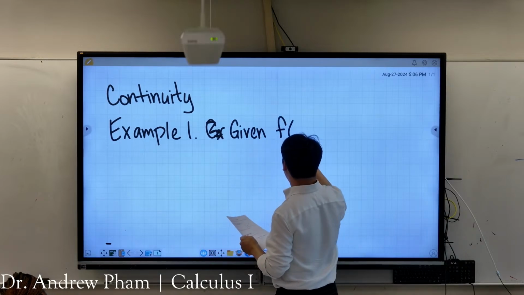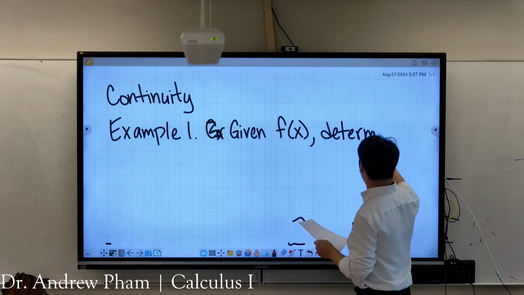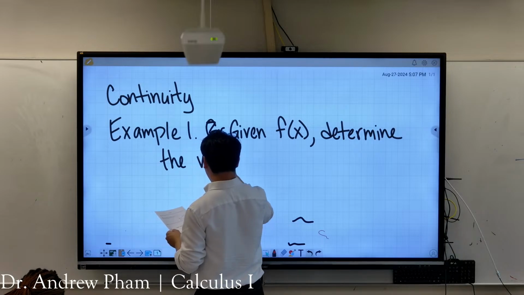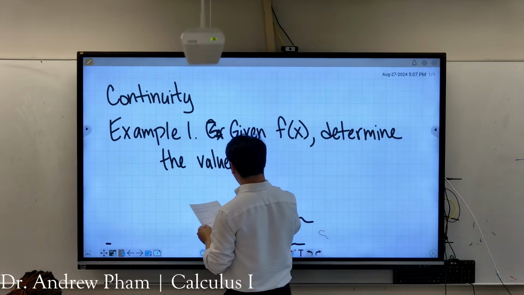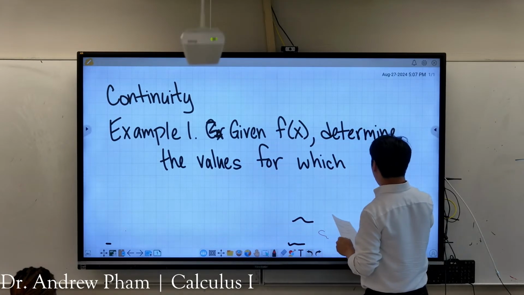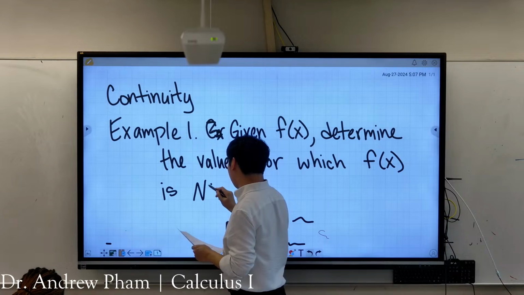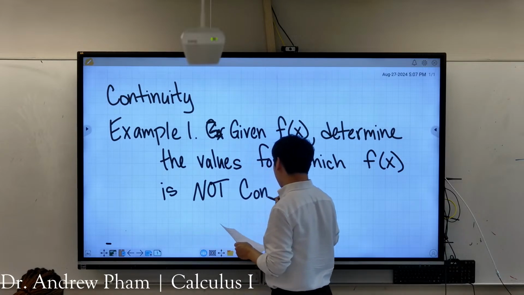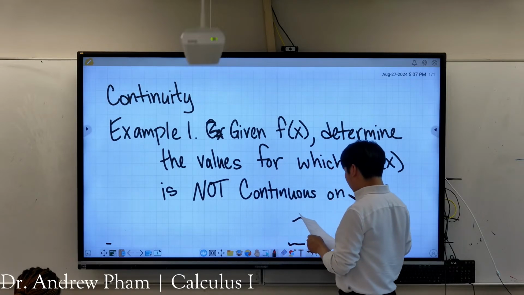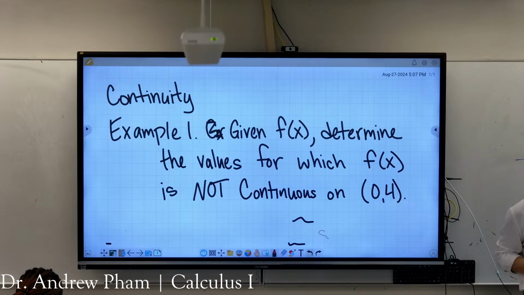Given f of x, determine the values of x for which f of x is not continuous. Let's do the interval 0 to 4. So I'm going to let you write this, and then I'm going to draw the graph in just a moment.